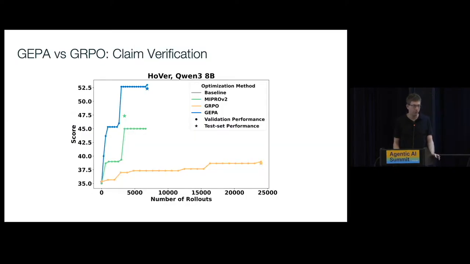The same thing is seen across other tasks. This is a claim verification one. So MIPRO, the green, was our previous prompt optimizer, so we also had to beat that. It would have been underwhelming if we didn't. So we do better than that, but definitely both do better than GRPO on this. This is also multi-hop search for claim verification.